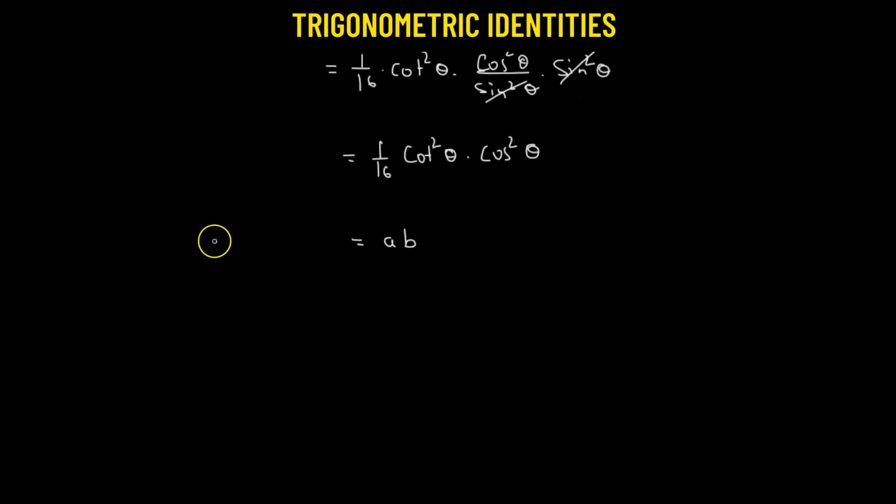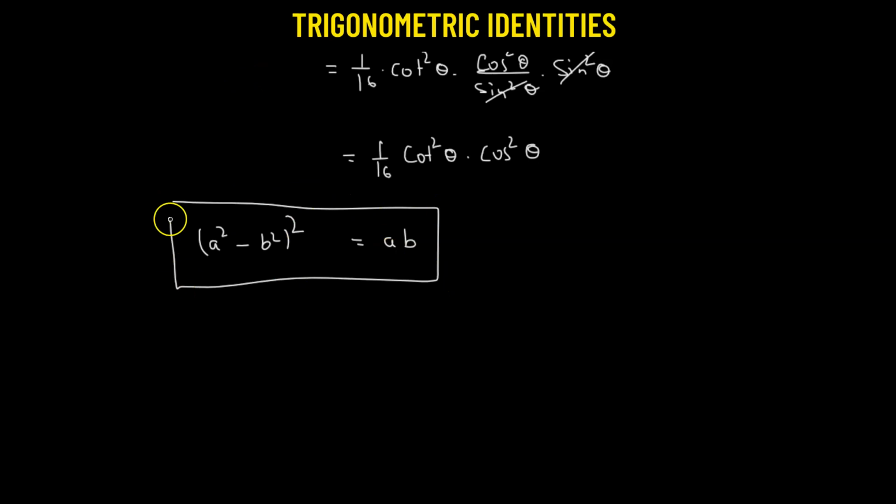So on the left hand side we have (a squared minus b squared) whole squared, and we found that this value equals ab, and this is exactly what we have been asked to show. Hence proved.